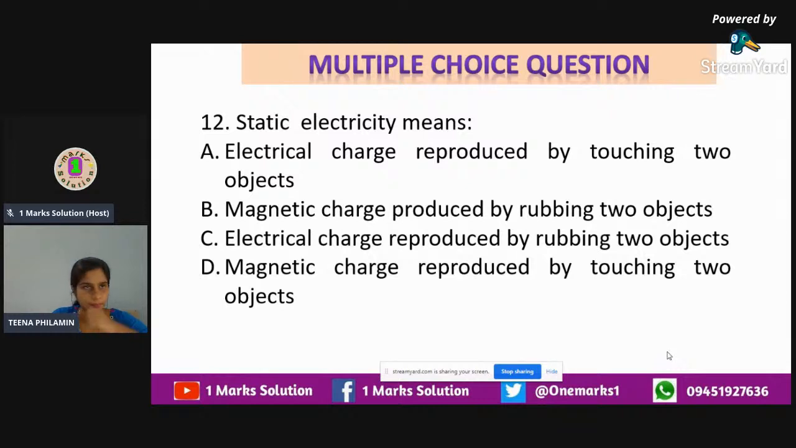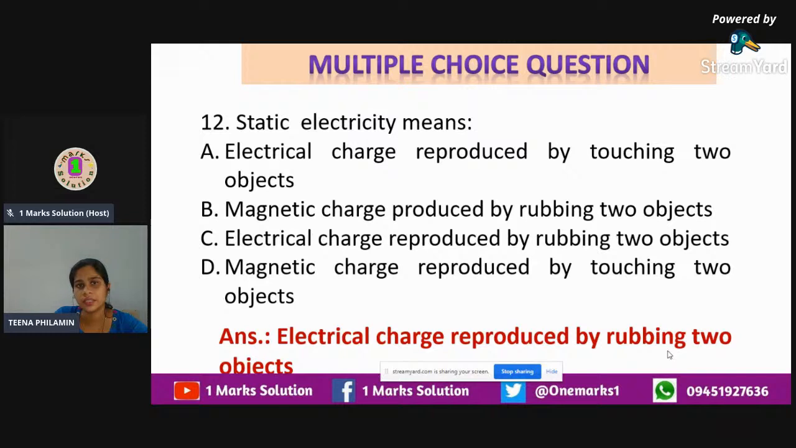The next question, static electricity means what? Static electricity means if you rub two objects, it will produce two types of charges, equal and opposite charges. So the electrical charge produced by rubbing two objects is called static electricity. So the answer is C, electrical charge produced by rubbing two objects.